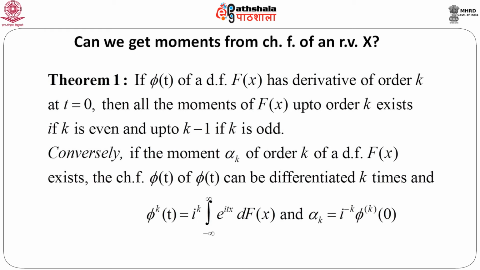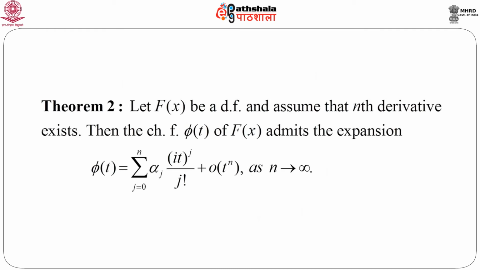So, this theorem basically gives us the moments from a characteristic function, and as a consequence we can state another theorem: if F(x) is a distribution function and we assume that the nth derivative exists for different values of n, then the characteristic function phi(t) of F admits the expansion phi(t) equals summation j equals 0 to n of alpha j (i t) to the power j by j factorial plus some negligible term which goes to 0 as n goes to infinity. So, it admits the expansion from which we can get the moments up to nth order if the nth derivative exists.